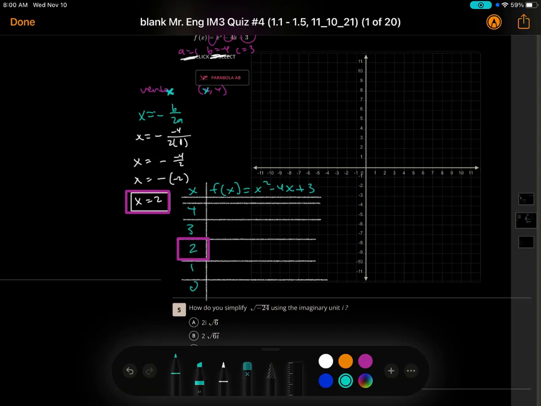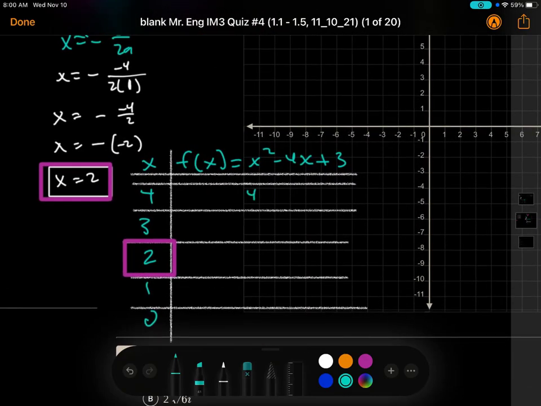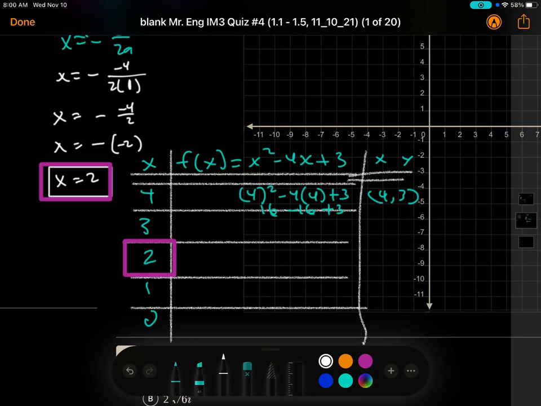Okay, so if I put in 4, this becomes 16 minus 16 plus 3. So the answer is just 3. So I put in an ordered pair 4, comma 3. Okay, how did I get the ordered pair 4, 3? I get 4 from over here. Right, that's the one I substituted in. And then my answer is 3. And so I get that 3.